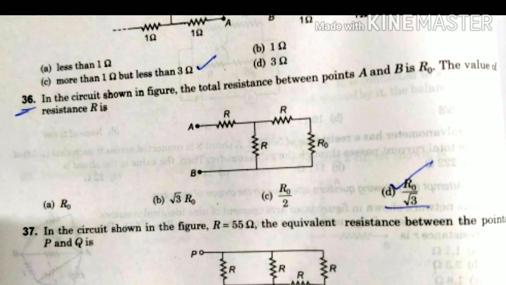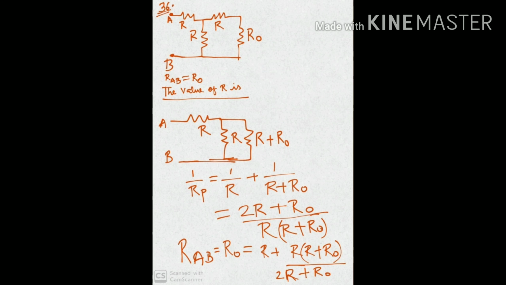Starting from problem 36. In the circuit shown in the figure, the total resistance between points A and B is R0. We want to write the value of resistance R in terms of R0. Across A and B, the net resistance is given as R0. So 4 options are given. We'll see the solution.